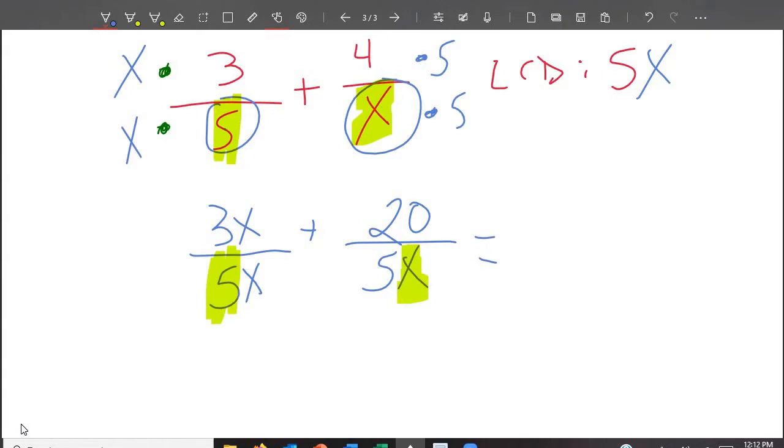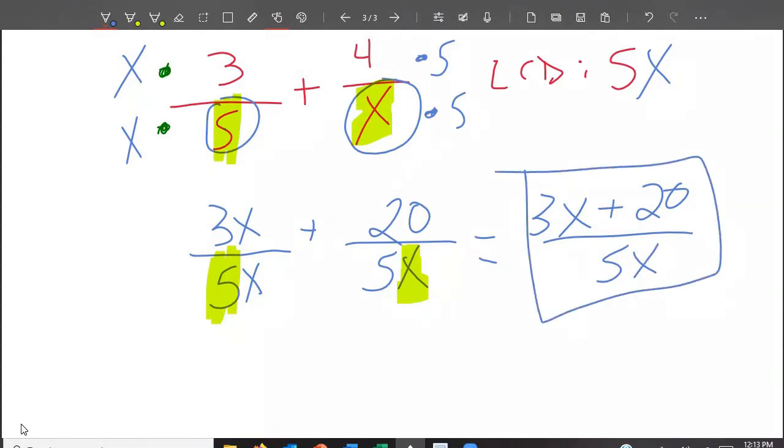So this one was a 5, then it needed to be a 5x. We have to multiply by x. This one needed a 5x. It had the x. We have to multiply by 5. Once we get the common denominator, then we just add the numerators. Add the numerators. This would be the common denominator.